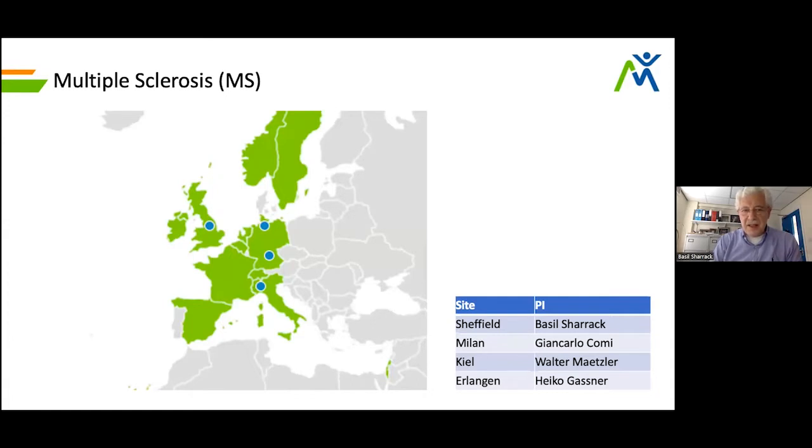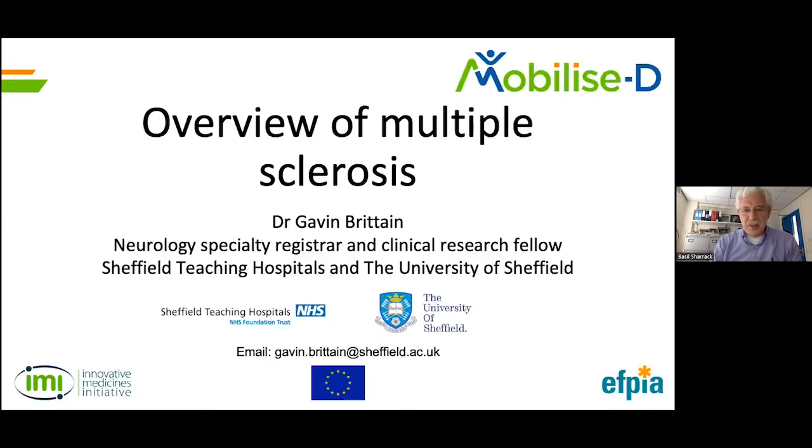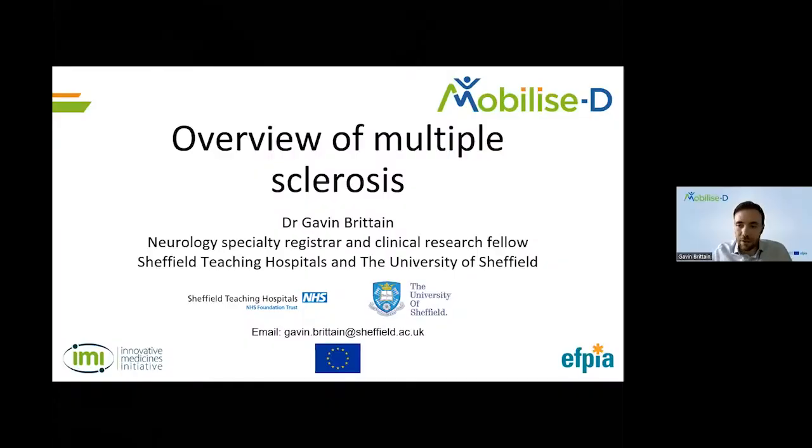So just to remind you, the MS cohort study is done in Italy, in England, and in 2 sites in Germany. And we will have details about the patients' numbers and so on, perhaps in the later talk. So the first talk will be by Gavin. So Gavin, it's your corner.